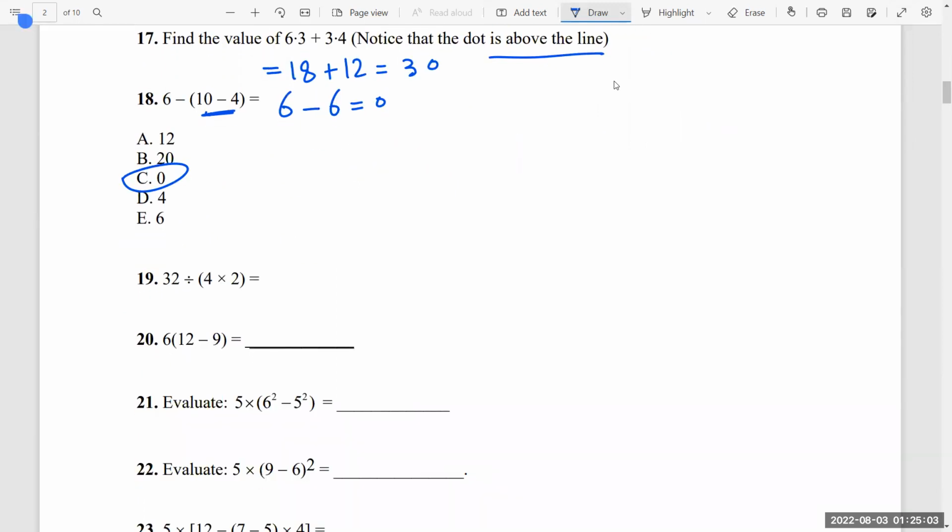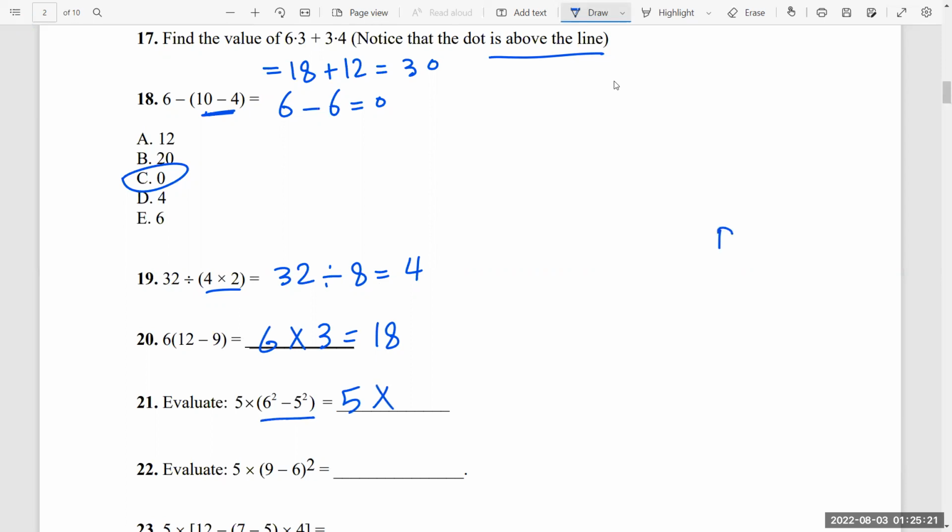32 divided by, do the bracket first. 32 divided by 4 times 2 is 8. Answer is 4. 6 times 12 minus 9 is 3. So 6 times 3 is 18. Very easy. Evaluate 5 times 6 squared. 5 times, always, if you have a bracket, you have to do it first.